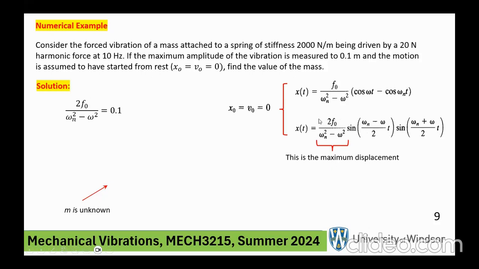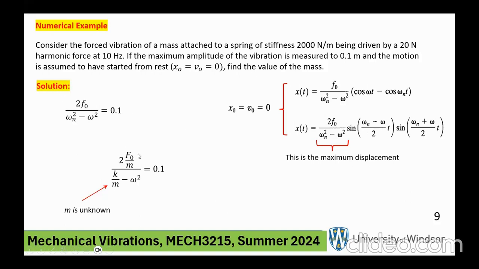Either way, now when you look at this combination, that expression is the maximum amplitude of vibration. And you are told that this combination is 0.1. So this thing is 0.1. So what do we know here? We just write down whatever we know.